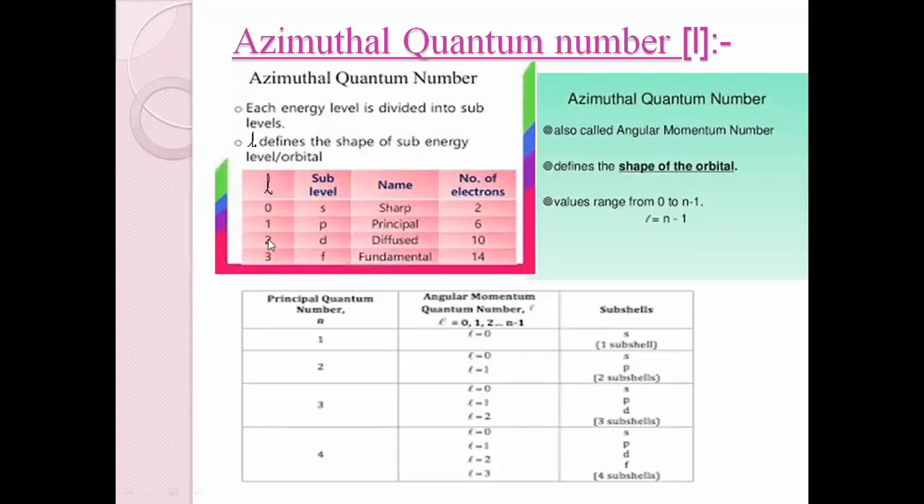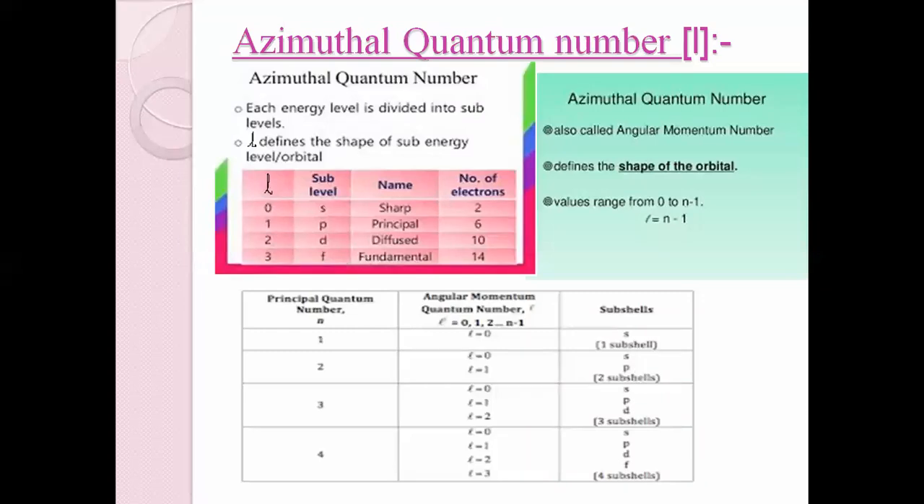Okay. But I had told you the value of L always ranges from 0 to n minus 1. ठीक है, ये आपको याद रखना है. बल्कि आपको आंसर यहाँ मिला 1, तो आप उसको लिखोगे कैसे? L is equal to 0, 1 आने तक आपको लिखना है. L is equal to 0, L is equal to 1. 0 represents S subshell, 1 represents P subshells.